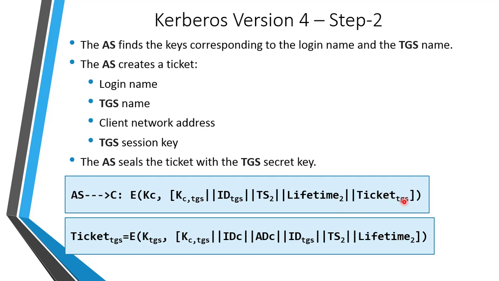Here the ticket of the TGS consists of the session key shared between the client and the TGS, the ID of the client, the address of the client, the ID of the TGS, timestamp 2 and lifetime 2, and this whole data is encrypted using the secret key of the TGS. So the client cannot decrypt or read the ticket. Now the client only has the ticket of the TGS, the information about it, and the secret key shared between the client and the TGS.